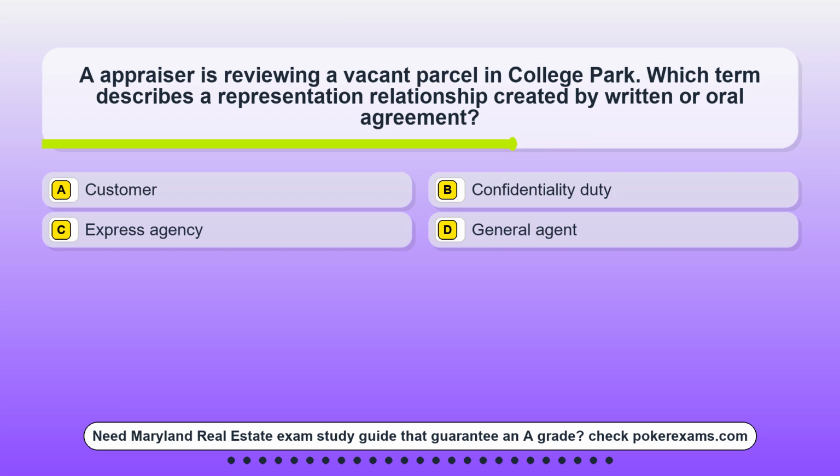Question 10. The prosecution presents testimony but the accused is denied a meaningful chance to question the witness. Which constitutional protection is most directly implicated? Option A, protection against takings. Option B, right to confront witnesses. Option C, right to petition. Option D, presidential pardon.